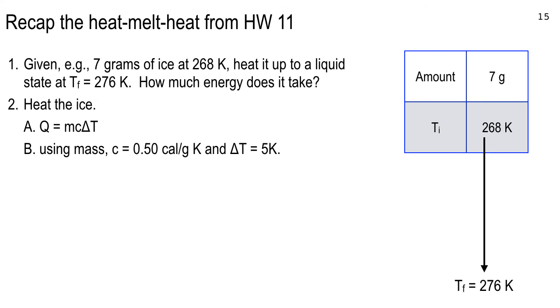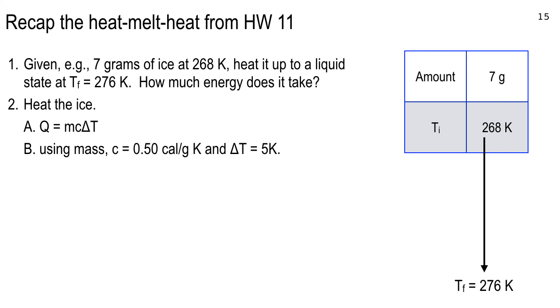In that part of the process, you use the formula Q equals mc delta T, because that's the heating up formula, or the cooling down formula if delta T is negative. We use the mass, 7 grams, whatever it happens to be on your attempt, and the specific heat, 0.50. That's the number that encodes how easy it is to heat up a single gram by a single Kelvin.